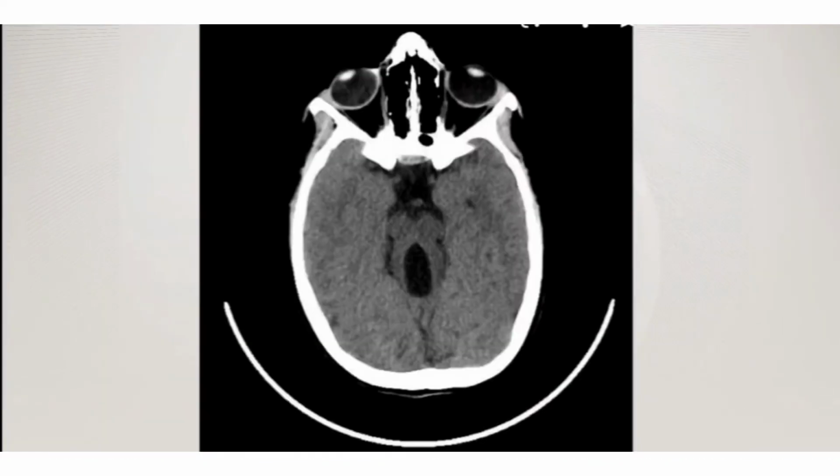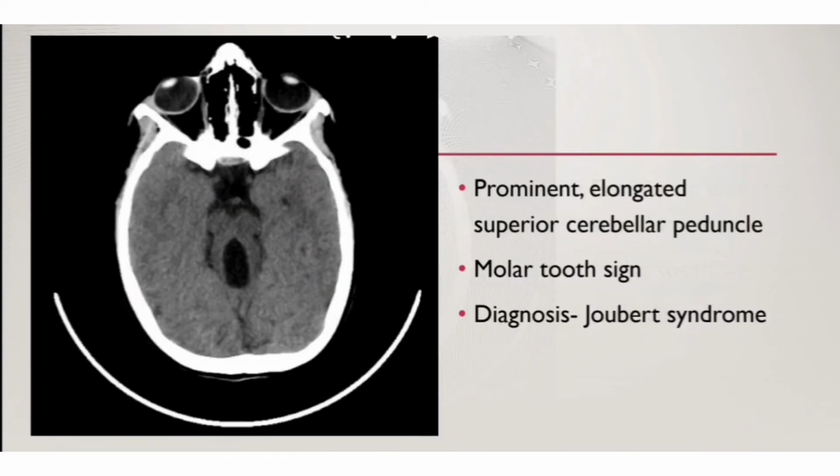Coming to the last image, this is very interesting and very easy. Molar tooth sign. So elongated and prominent superior cerebellar peduncle giving the molar tooth appearance. Diagnosis is Joubert syndrome.